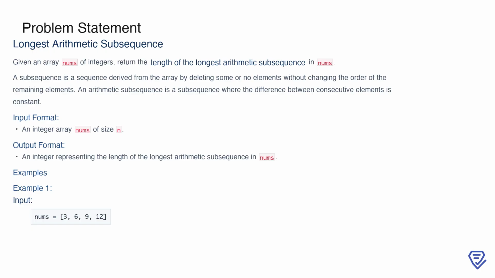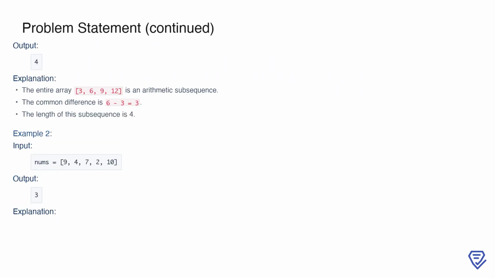The input to this problem will be an integer array nums of size n, and the output should be a single integer representing the length of the longest arithmetic subsequence found in nums. Let's look at the first example for clarity. If the input array is nums equals 3, 6, 9, 12, the output is 4. This is because the entire array forms an arithmetic subsequence, where the difference between consecutive elements is a constant value of 3. Since this subsequence includes all 4 elements of the array, its length is 4, which is the result.